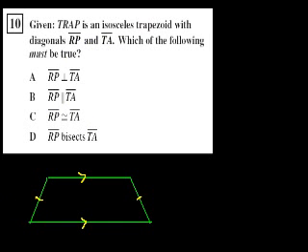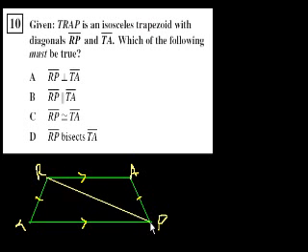So let me draw that. So let me actually write the whole trapezoid. So this is T, R, A, P, a trapezoid. And let me draw the diagonals. RP is that diagonal. And TA is this diagonal right here. Okay. All right, let's see what we can do. Which of the following must be true?